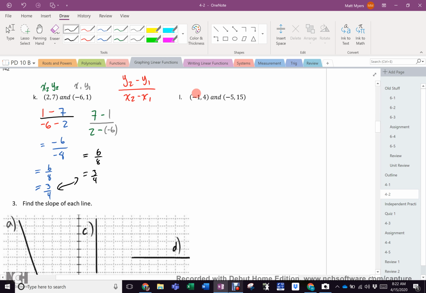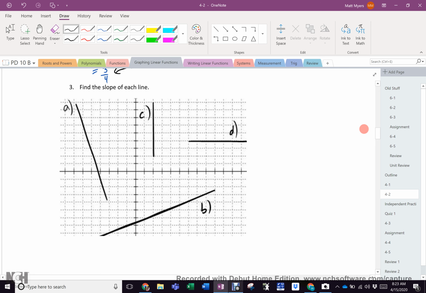If you label it, you cannot do it wrong. First x I see, x1. First y I see, y1. Second x, x2, y2. Now you just fill in the formula. y2 goes first. y2 is a 15 minus y1. y1 is a 4 over x2, negative 5 minus negative 1. 15 minus 4 is 11. Negative 5 minus 1 is negative 4. And there's your answer.